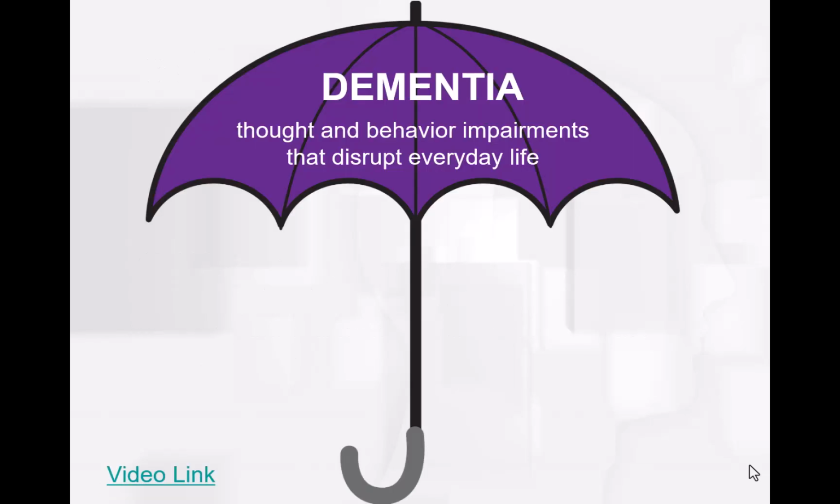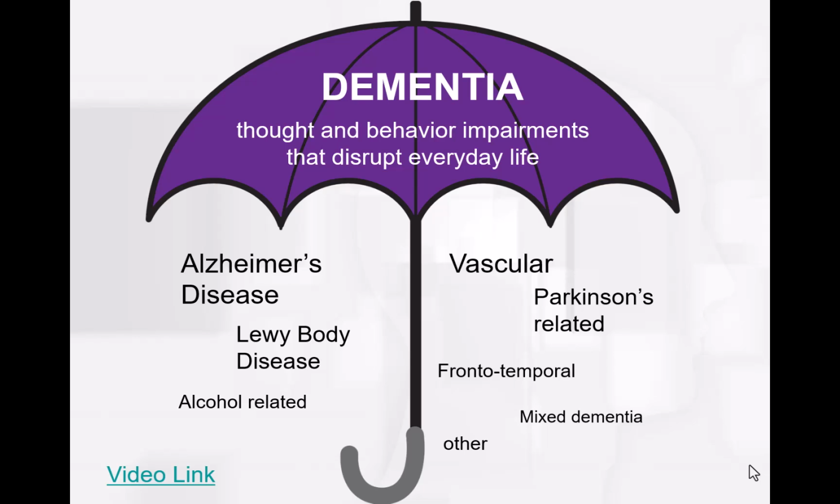So Alzheimer's disease is just one type of dementia, and it falls under what we call the umbrella of dementia, where thoughts and behavior impairments disrupt everyday life. Some different kinds of dementia are listed here, and the two most common are going to be Alzheimer's disease and vascular dementia, and that's why they're the largest here. Some others that we'll talk about are Lewy body disease and Parkinson's related dementia when we get to the movement chapter. We won't really talk about frontotemporal dementia, but it is, of course, important. And then alcohol related dementia, Wernicke's-Korsakoff's disease, we'll also talk about later on in this semester.